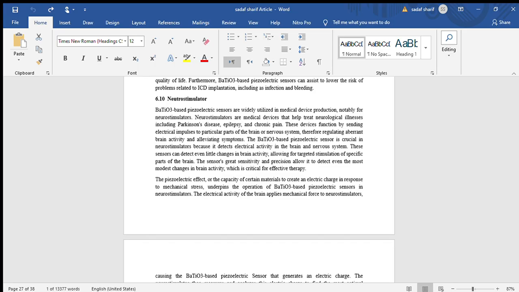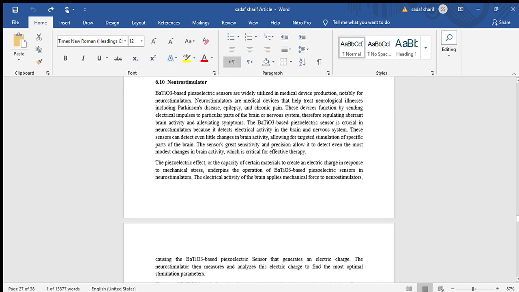Neurostimulators are medical devices that help treat neurological illnesses, including Parkinson's disease, epilepsy, and chronic pain. The device functions by sending electrical impulses to a particular part of the brain or nervous system. Therefore, they regulate the aberrant brain activity and alleviate symptoms. The barium titanate based piezoelectric sensors are crucial in monitoring brain activity.